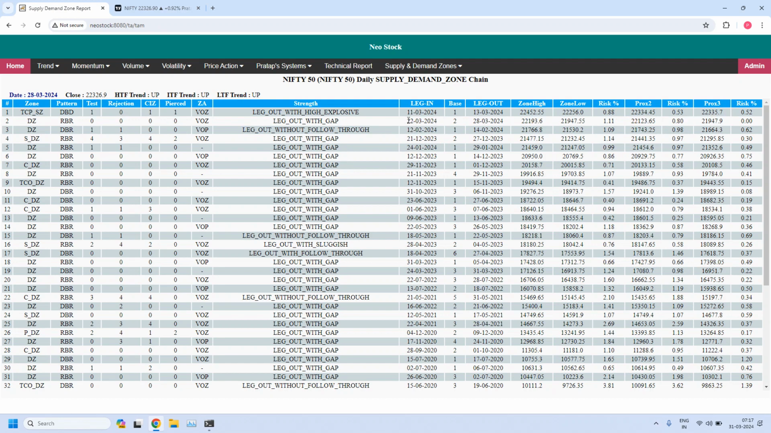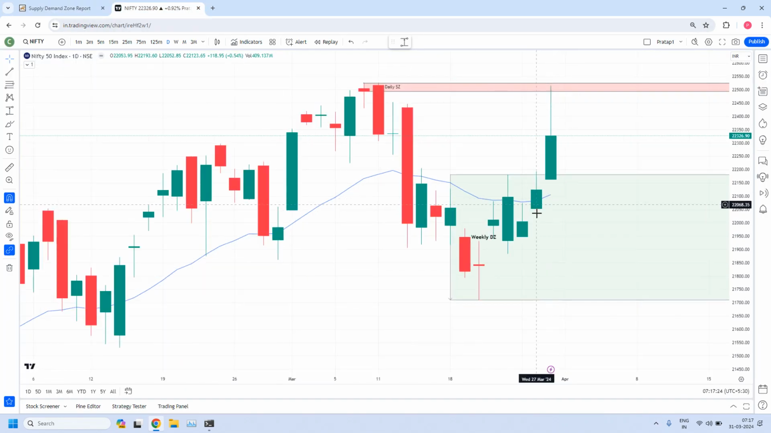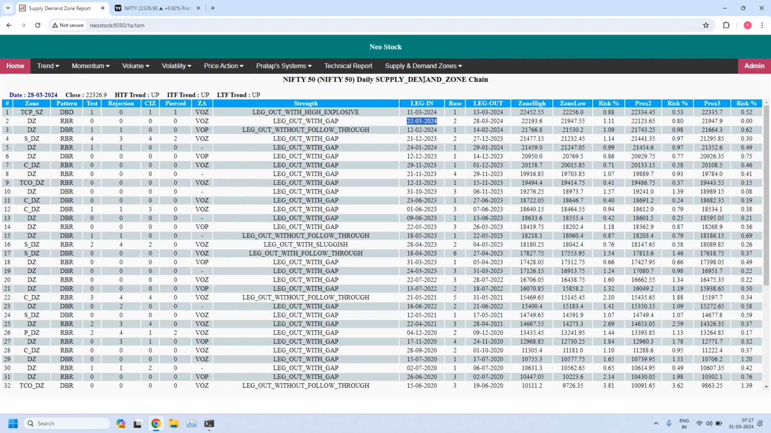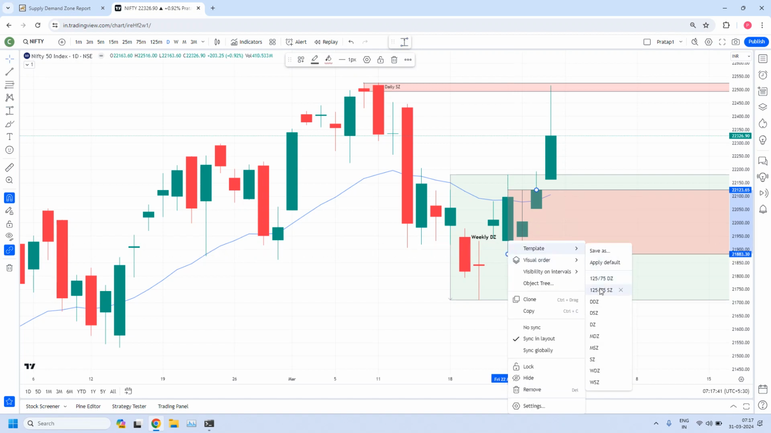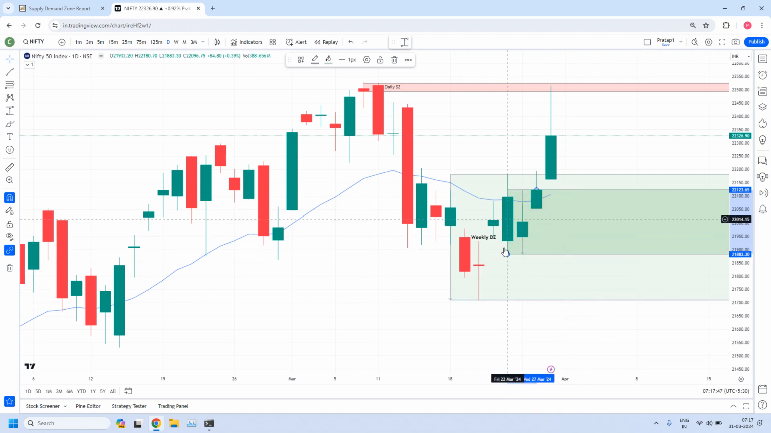This is on 22nd March, 2 base candles and a rally candle. And this is a daily demand zone, which is part of the weekly demand zone. See the zone confluence. The daily demand zone is inside the weekly demand zone.